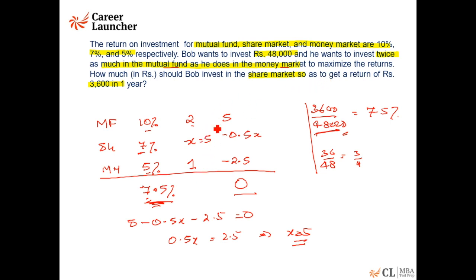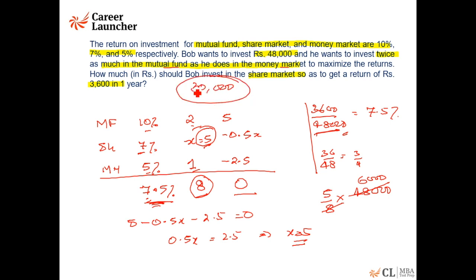What do we need to find? What is the amount of money he should invest in the share market? So there is a total of 2 plus 5, 7, and 1, 8. If you make a total investment of 8 rupees, 5 rupees should go in the share market. So 5/8 of the total investment should be made in the share market based on the conditions given. Hence the answer should be 30,000. 5/8 of 48,000 is going to be 30,000.